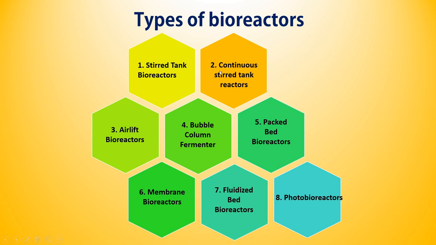In stirred tank bioreactors and continuous stirred bioreactors, for the stirring or circulation of the media, we use impellers. The function of the impellers I have already discussed in my previous tutorial. And in the airlift bioreactors and bubble column fermenter or bubble column bioreactor, we use air or spargers for the circulation of the media. So how do they function? Let's see.